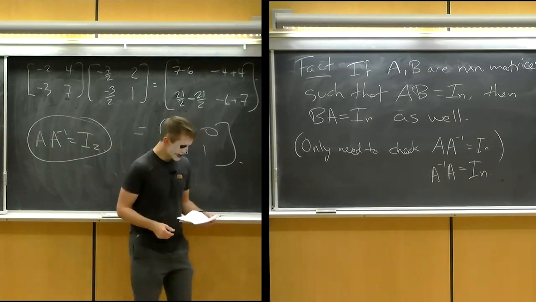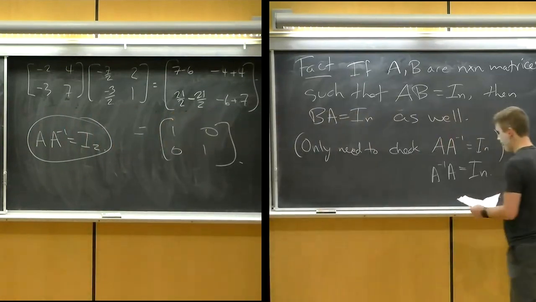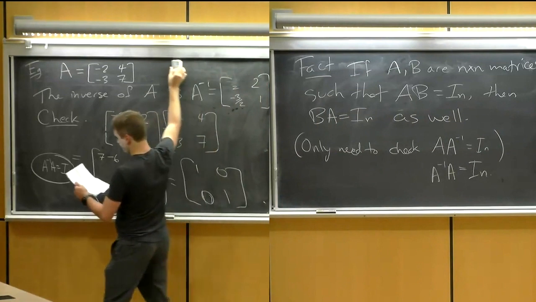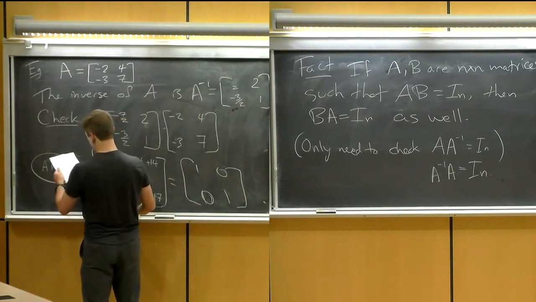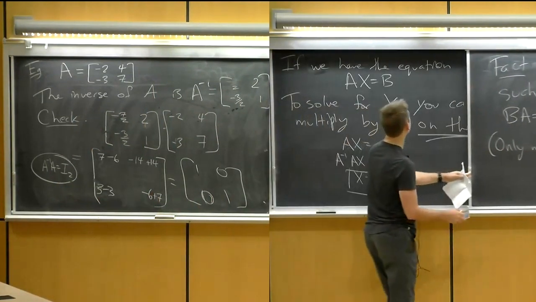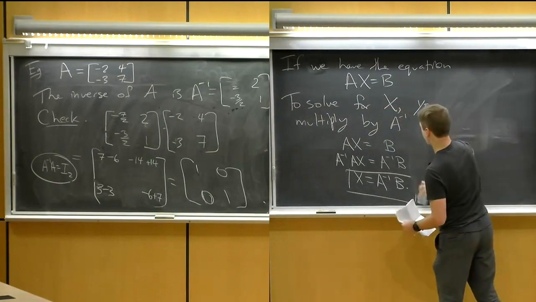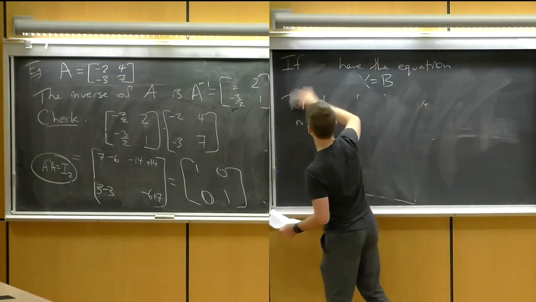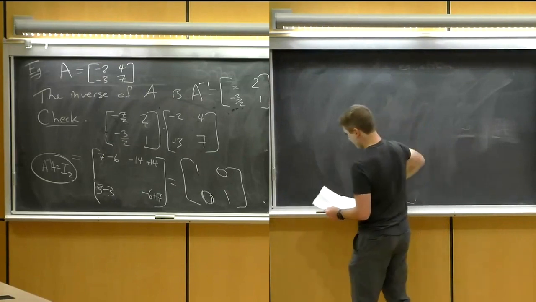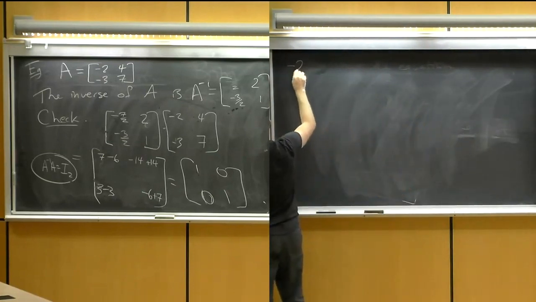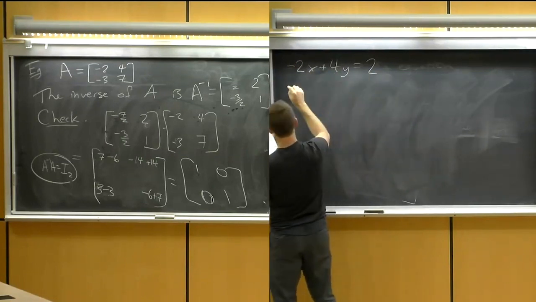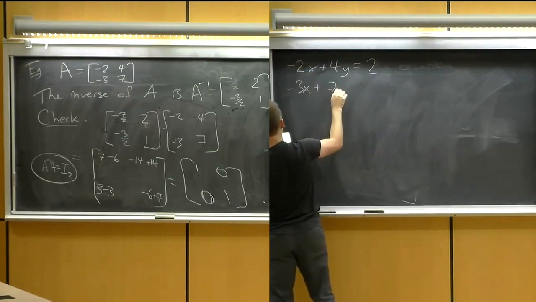Okay. Let's see how we can use inverses to solve a system of linear equations. Actually, I'm going to use the same matrix. So let's say I've got a system of linear equations, 2x plus 4y equals 2, negative 3x plus 7y equals 5.